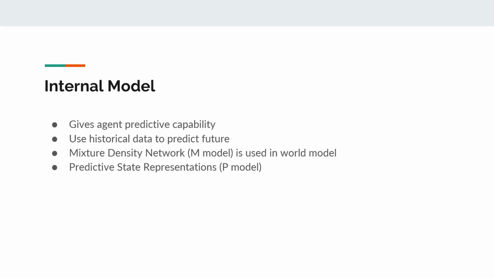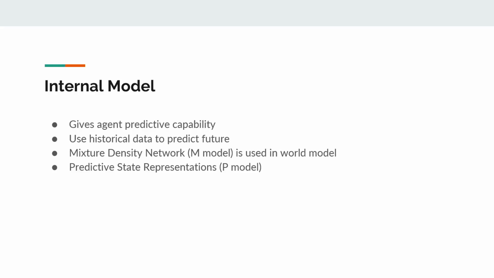The second component is the internal model. This model gives the agent its predictive capability, which uses historical data to predict the future. In the original world model, mixture density network or MDN is used. MDNs are neural networks that parameterize a mixture density distribution. This is required when the target variable does not follow any single parametric distribution.